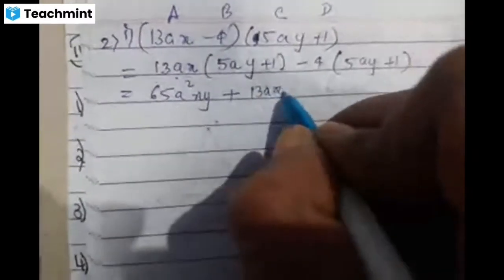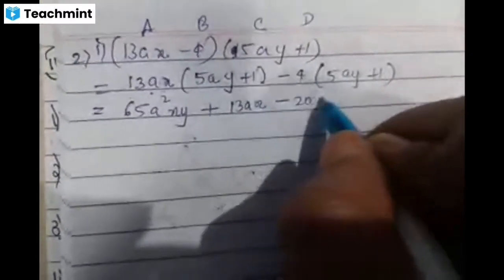We have converted one of the binomials into a monomial, and the second binomial we have kept as it is. Now we know how to multiply a monomial with a binomial. 13 5s are 65, into a is a square x into y. 65a square xy plus 13ax into 1, 13ax as it is, minus 4 5s are 20ay, plus into minus is minus, 4 1s are 4. We don't have any like terms. Keep it as it is, children.